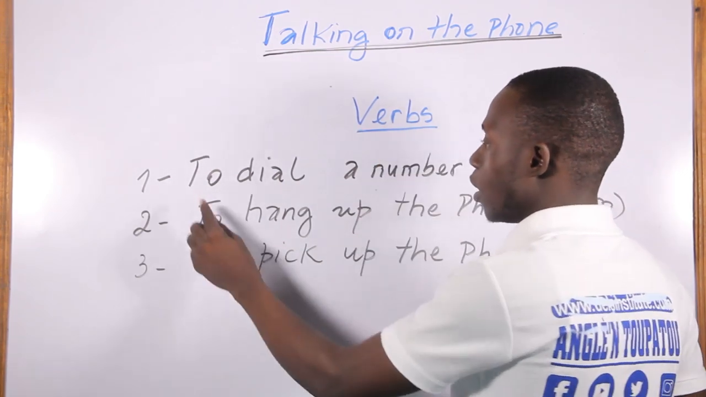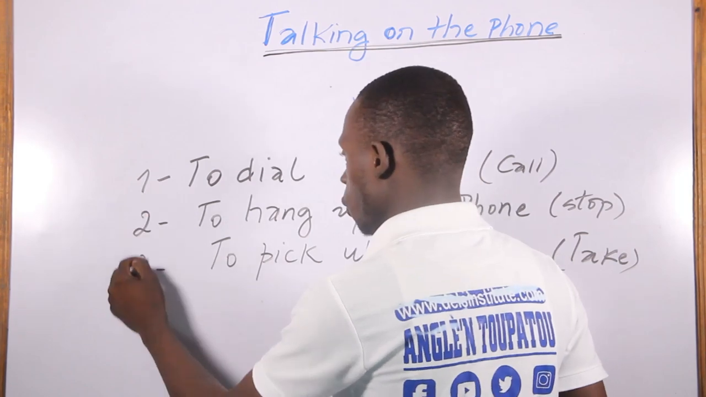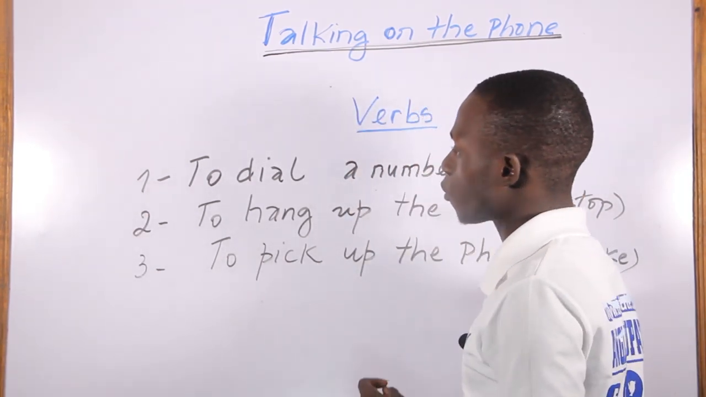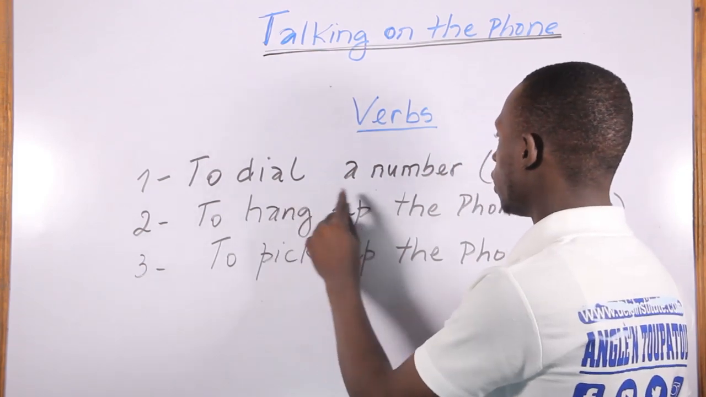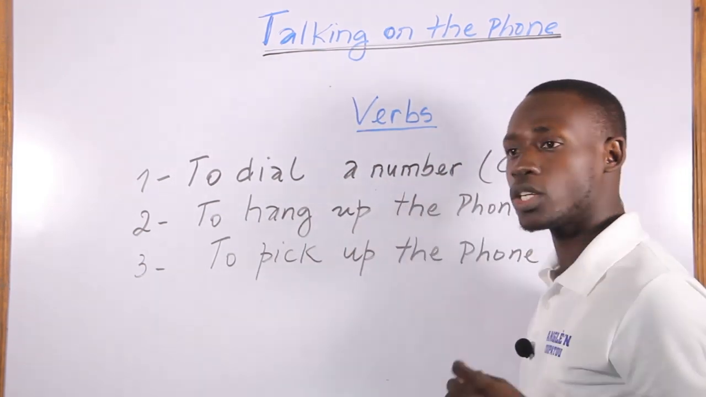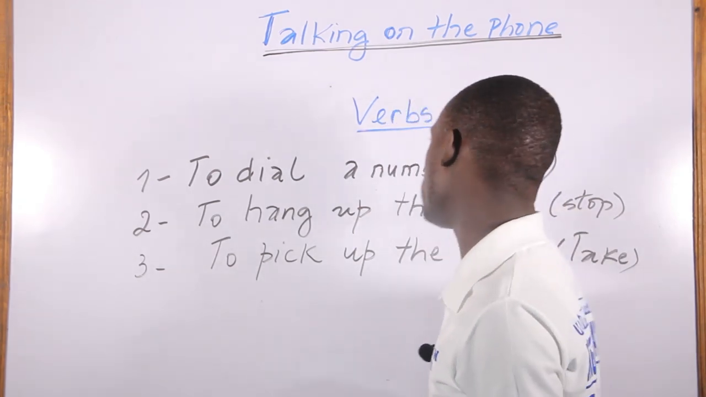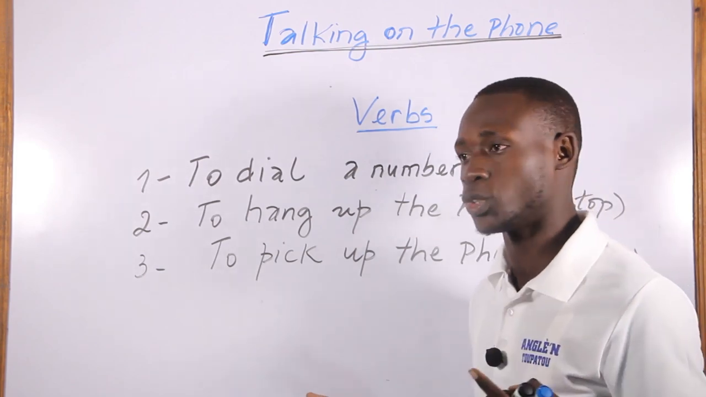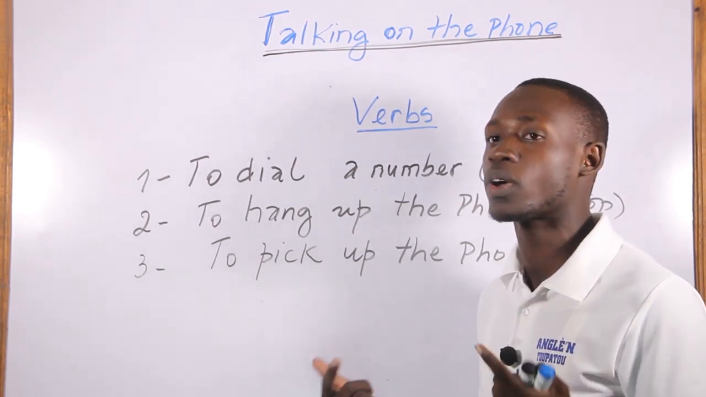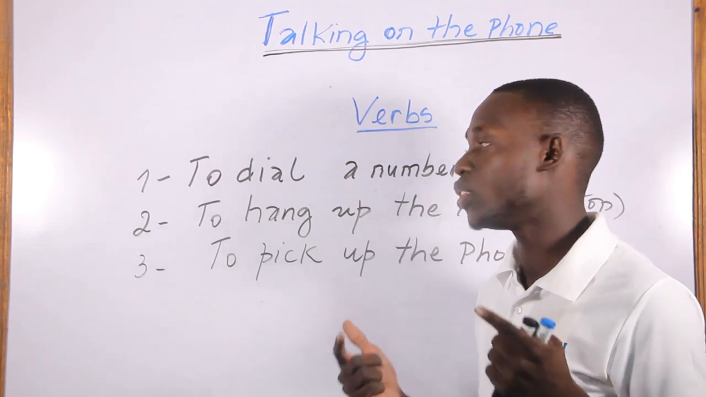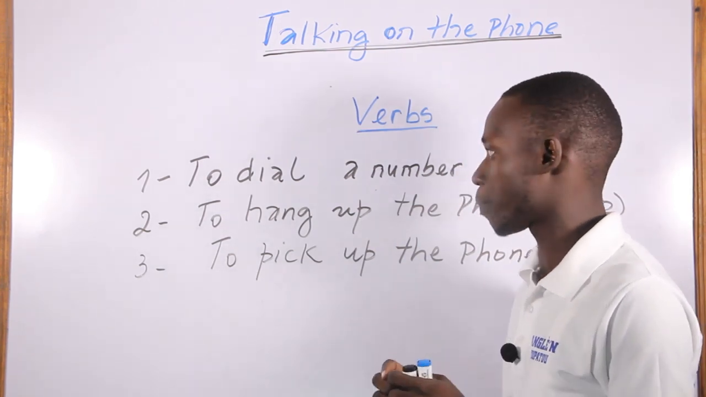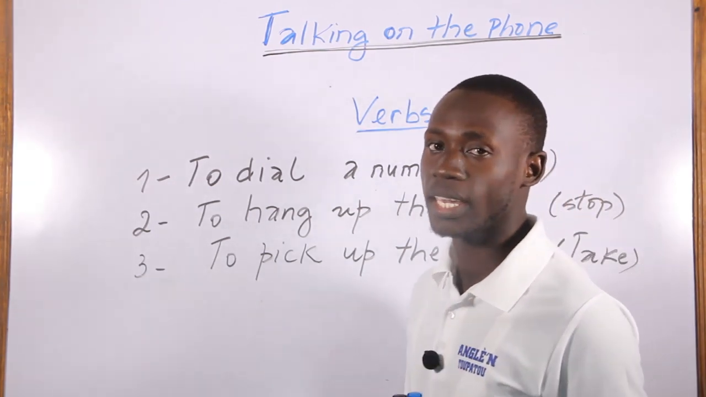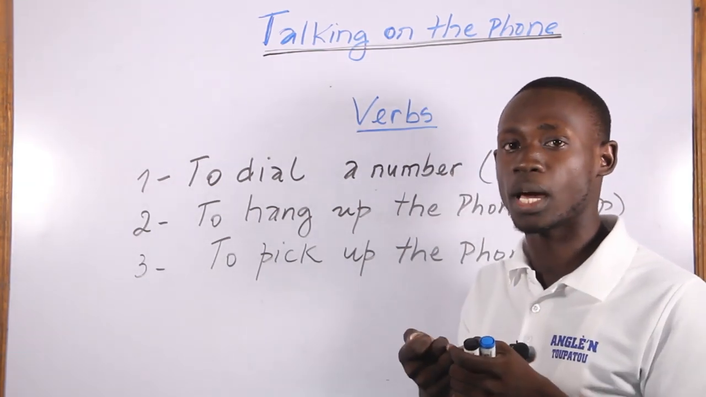Verbs. We got three verbs here. I can say three phrases. And the first one is to dial a number. When you dial a number, to dial a number means that you call someone. When you call someone, you need this person. You want to get in touch with that person. You want this person to do something for you. Now you try to dial a number. You dial a number. Don't say to compose. Say to dial. To dial a number.